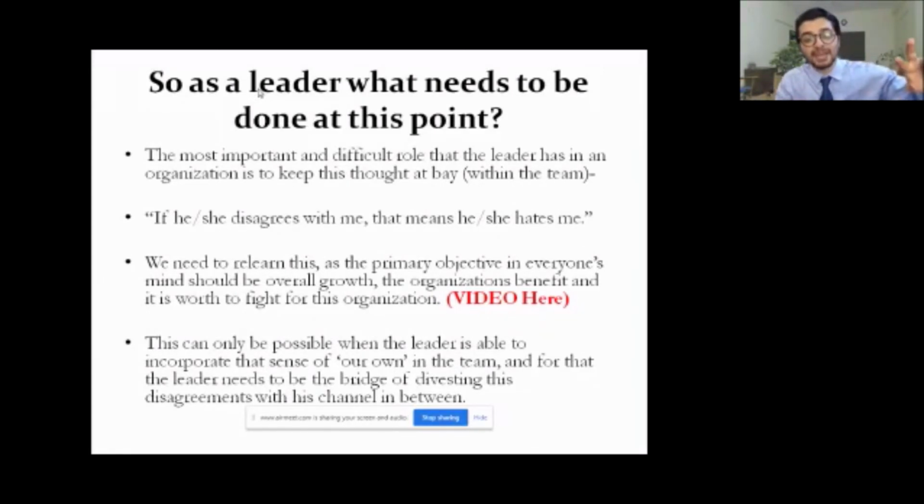And that is how will he be able to change that mindset inside these people, that if a person in the team disagrees with them, that does not mean that they hate them. And this can only and only be possible by the attributes that they are going to use as a leader, and by being not the barrier, but being a bridge in between these two.